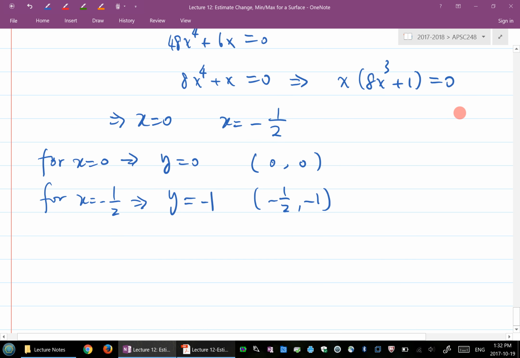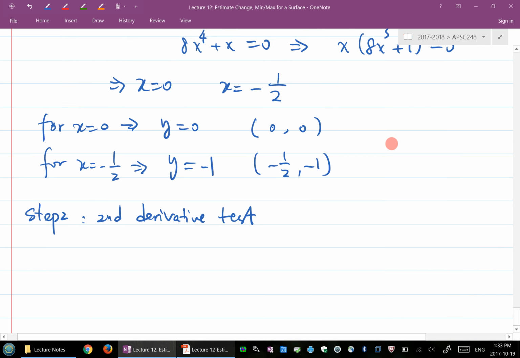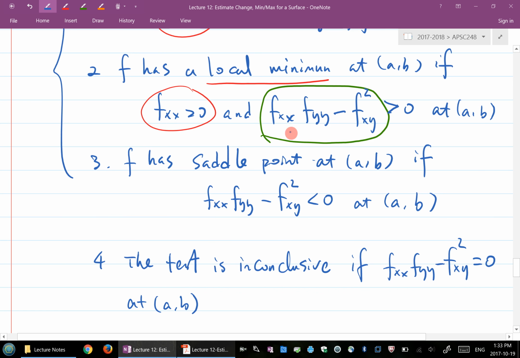So that's the first derivative test, and then step 2, the second derivative test. Because we got two different locations, we need to test each one of them separately. Irrespective of what you're going to test, if you look at the second theorem, we need to calculate a number of terms. So we need to calculate fxx, fyy, and fxy, right? So let's calculate each one of them.